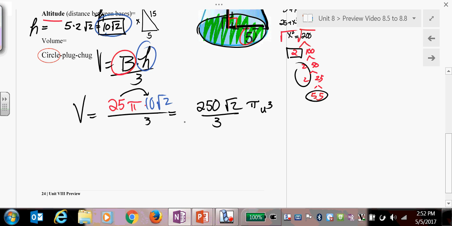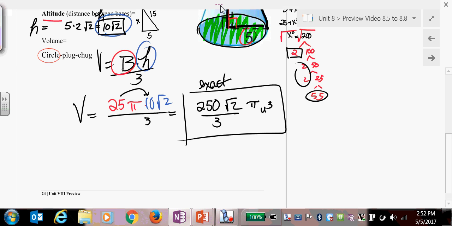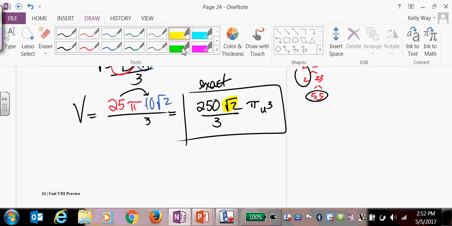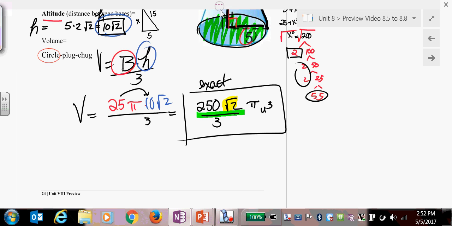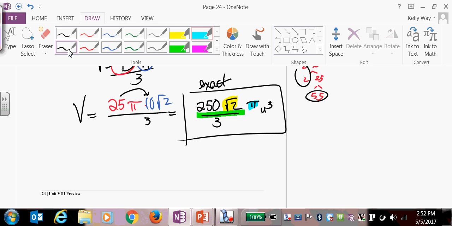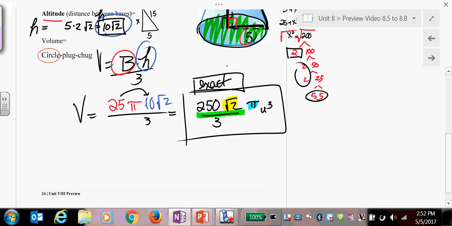Units cubed. And that is what is called exact form. Exact form, by definition, uses radicals, is a fraction, and pi form. No decimals. If it says exact, there's no decimals anywhere, because decimals are not exact.